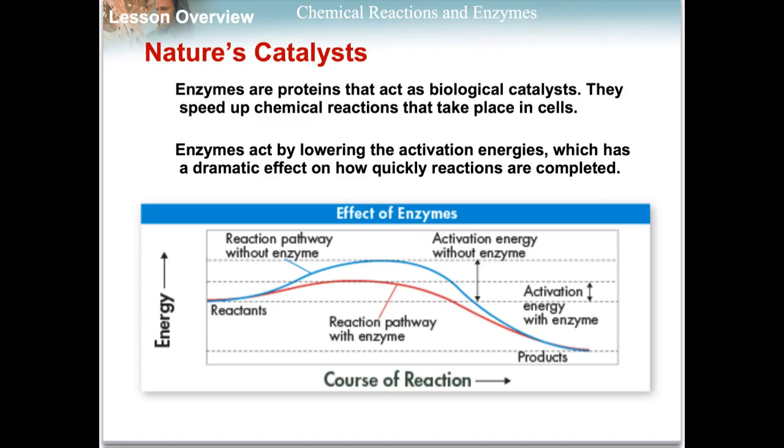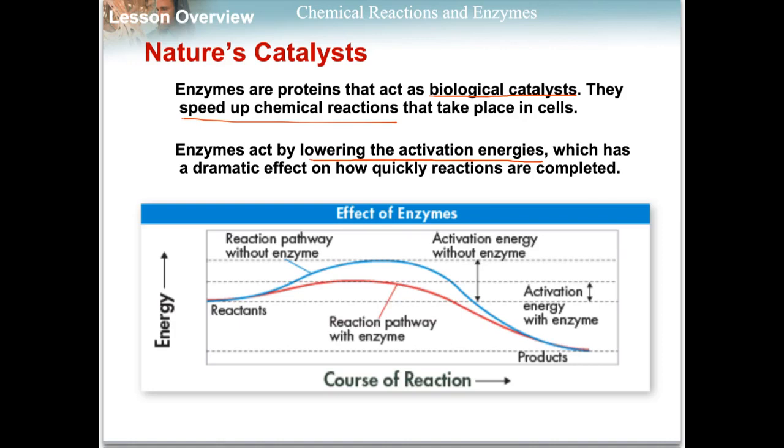To explain this concept, enzymes are proteins that act as biological catalysts, and what they're going to do for us is speed up chemical reactions that have to take place in our cells. And they work by lowering the activation energies. And this is going to very dramatically increase the rate at which reactions are going to occur. Let's examine the graph, the effect of enzymes.